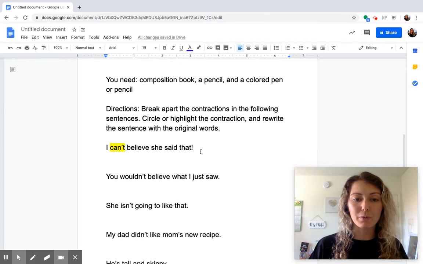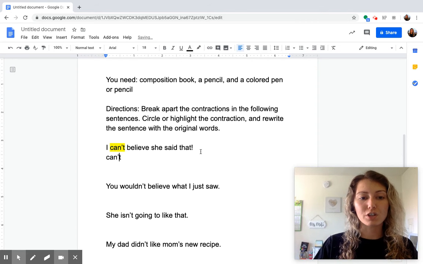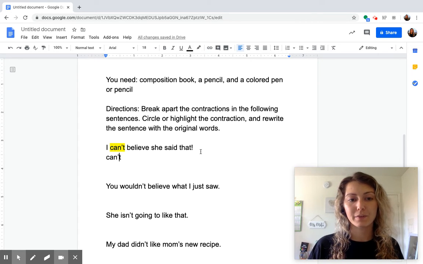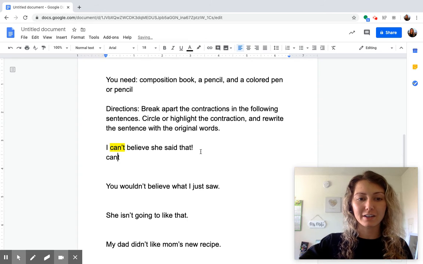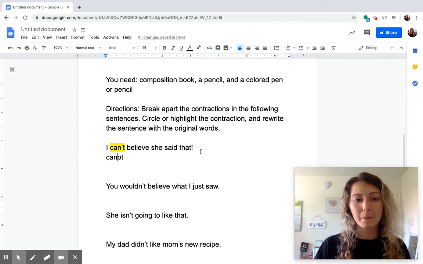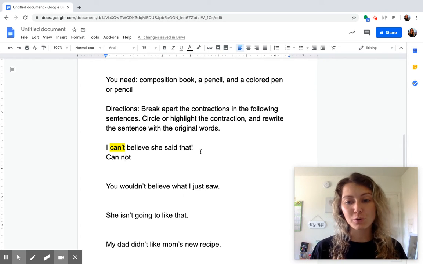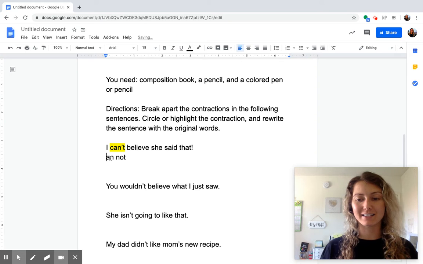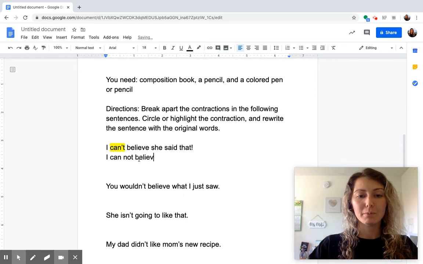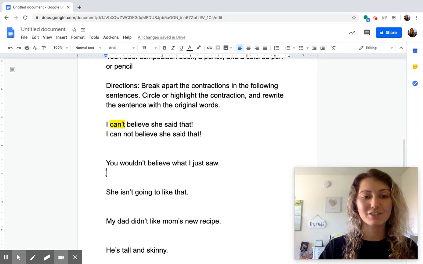Well, using the rule that we learned yesterday, we know that usually one letter was taken out and an apostrophe was put in its place. So what might have been taken out here? What about an O? Do you see what this could have been? Can't is actually a contraction for can not. So we're going to now rewrite the sentence with the words can not. I can not believe she said that. Great job breaking apart that contraction.